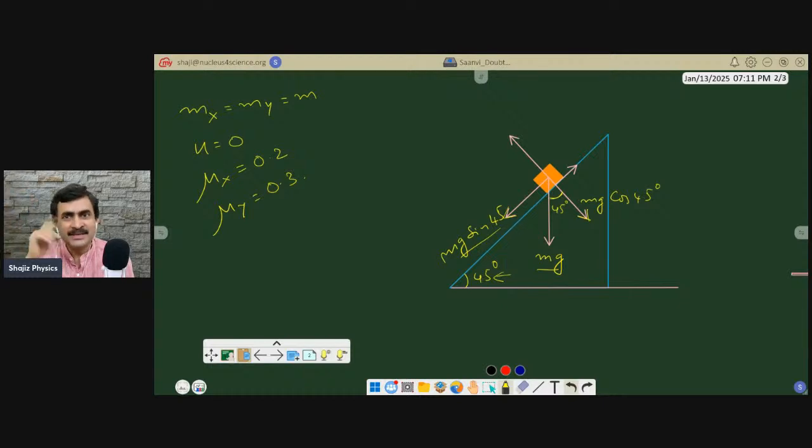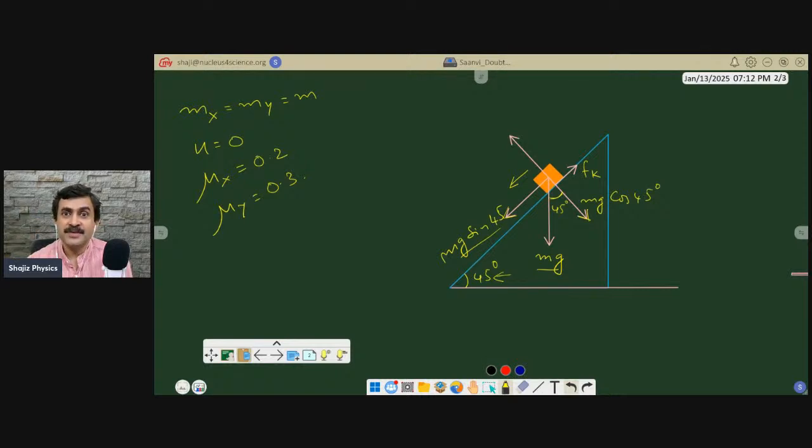Now, are there any other forces acting on the box? Yes, there are two more forces. The first one: whenever the component mg sin theta tries to pull the box downwards, a friction comes into play. Friction is sliding friction, represented by Fk, that is kinetic friction or sliding friction. It is opposing the object from moving downwards. So that is kinetic friction.